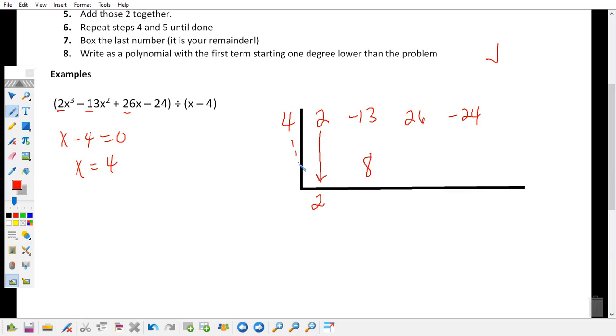So we multiply diagonally. Now we're going to add vertically. So what is negative 13 plus 8? Negative 5. And then you repeat. 4 times negative 5 is negative 20. 26 plus negative 20 is 6. 4 times 6 is 24. Negative 24 plus 24 is 0.